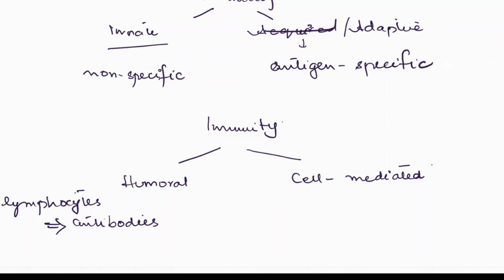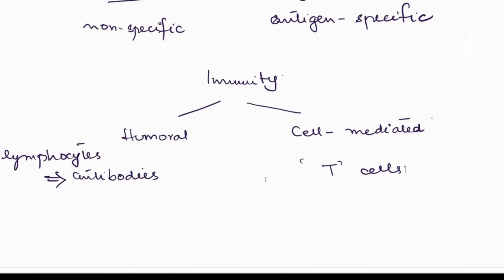Second is the cell mediated. Now you have T cells, right? T helper cells and T killer cells. So these cells are involved in this cell mediated immunity, that some other cells, not directly B lymphocytes, but some other cells are targeting your antigens, like the killer T cells or the helper T cells. In humoral immunity, it's a B lymphocyte basically which produces antibody.